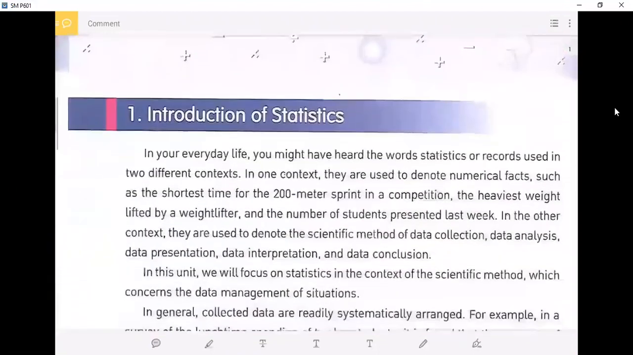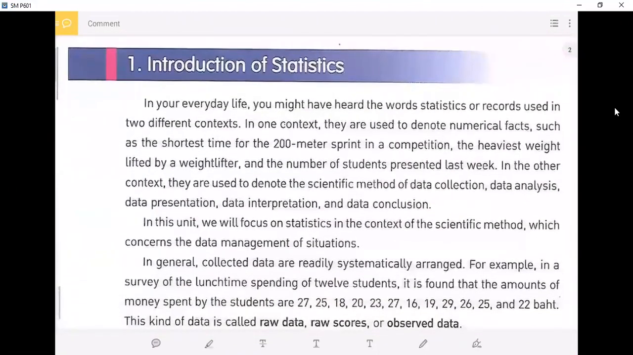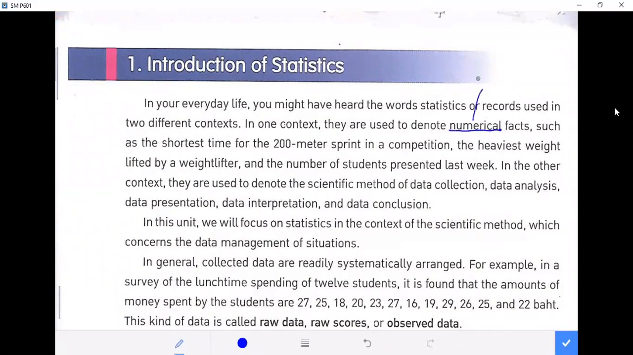It's something very long, right? Introduction to statistics. In your life you hear a lot of words about statistics, in different contexts used to denote numerical facts. Numerical is something about numbers. For example, the shortest time for a 200-meter sprint, where somebody runs very fast and then they record it in a competition.